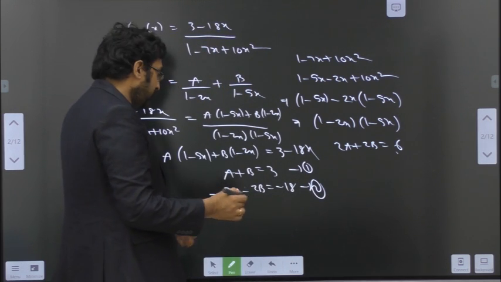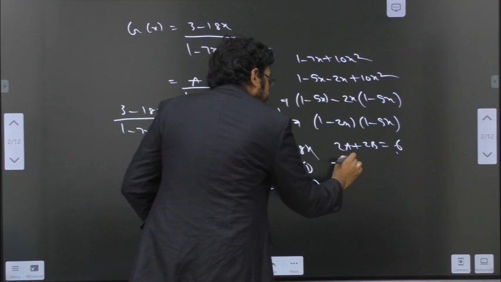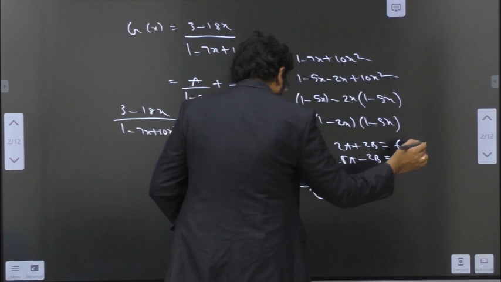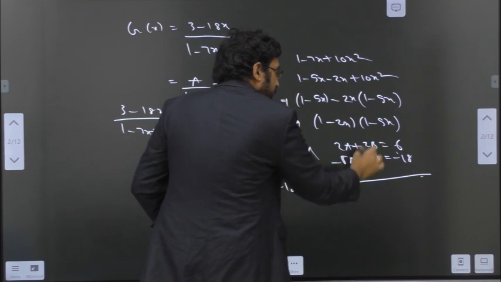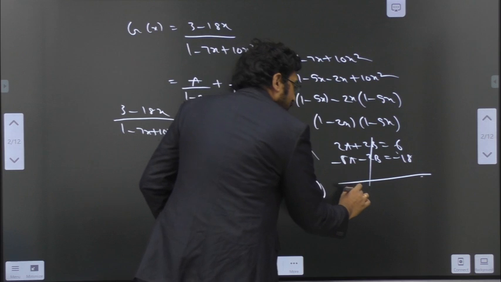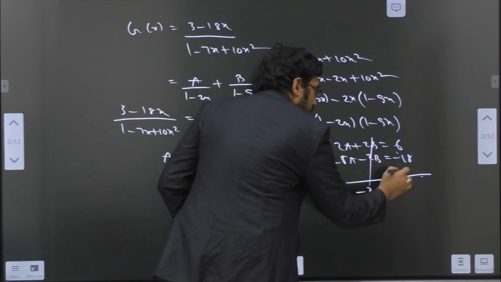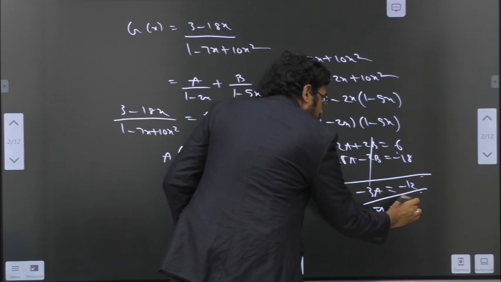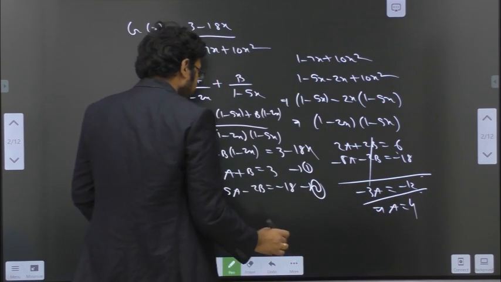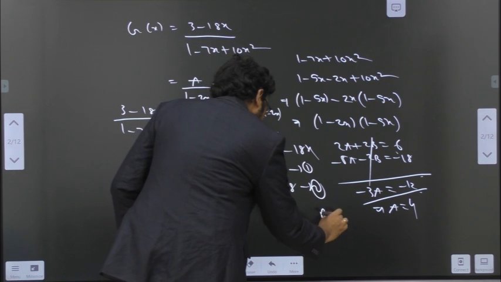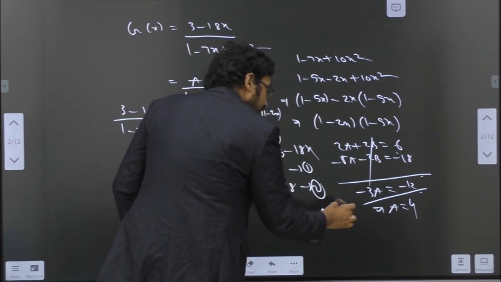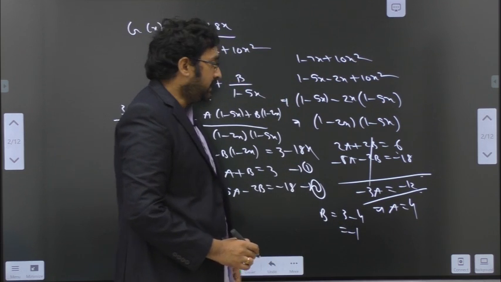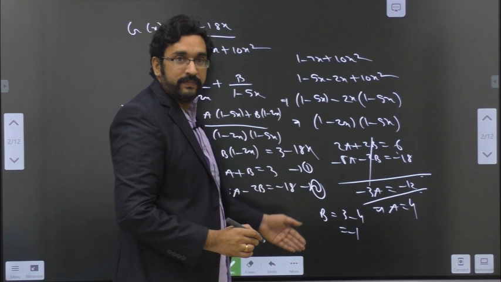So keep the second equation as it is. Minus 5a minus 2b equal to minus 18. Plus 2b minus 2b gets cancelled. 2 minus 5, so minus 3a equal to minus 12. That implies a equal to 4. If a equal to 4, then what is b? b equal to 3 minus a, 3 minus 4 equal to minus 1. So after solving, we got a equal to 4, b equal to minus 1.